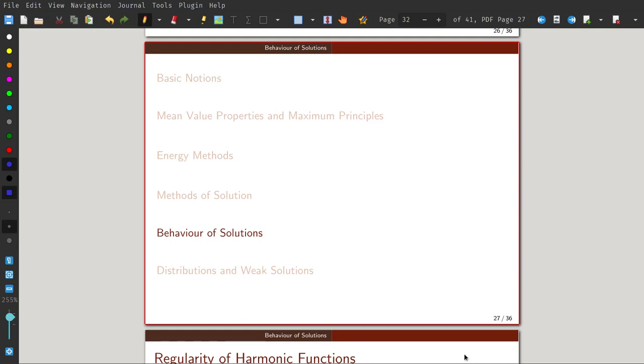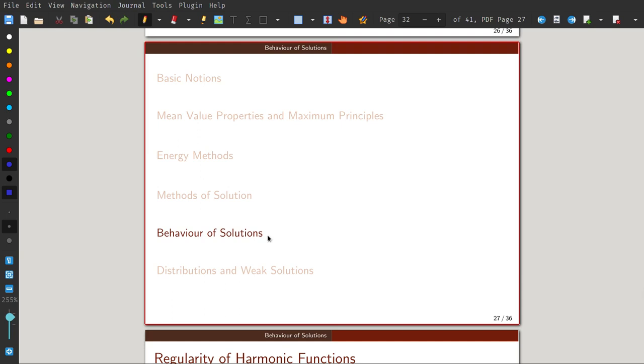Okay, so now we move on to section 5, the behavior of solutions. We've seen so far, in the mean value property and maximum principle section and in the energy method section, some discussion of the uniqueness of partial differential equations and the methods of solutions. Obviously, we constructed solutions which prove the existence. So in behavior of solutions, we have the second part of regularity.